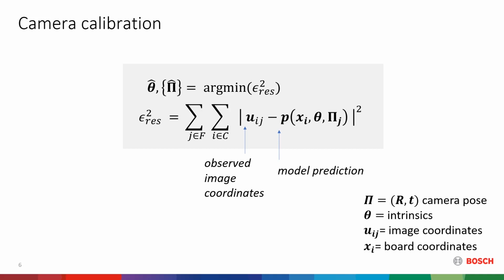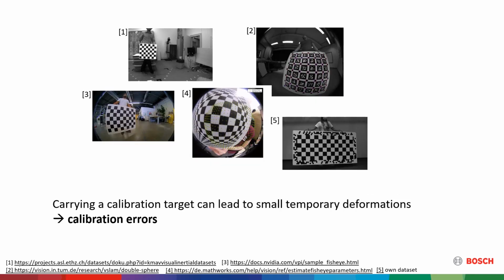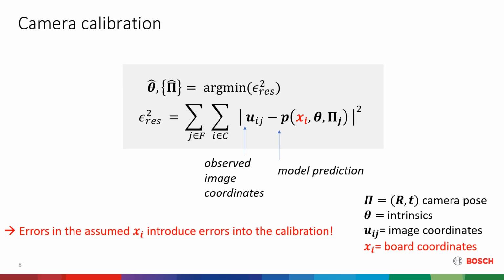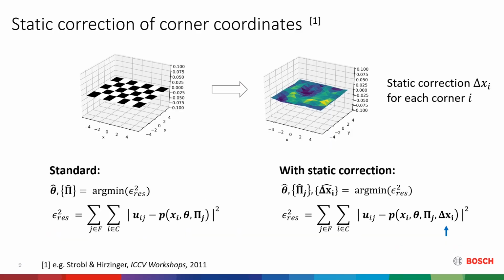Now let's get back to our original problem. We noticed that when the calibration target is carried by a person, the calibration accuracy oftentimes drops. This is plausible because when the target is slightly deformed, the assumed 3D coordinates xi are not accurate anymore. The fact that errors in the target geometry introduce errors into the calibration is well known. Quite a number of approaches have been published to cope with the problem of imperfect calibration targets. However, all of these approaches have focused solely on static deformations, which can occur, for instance, due to errors in the target print.